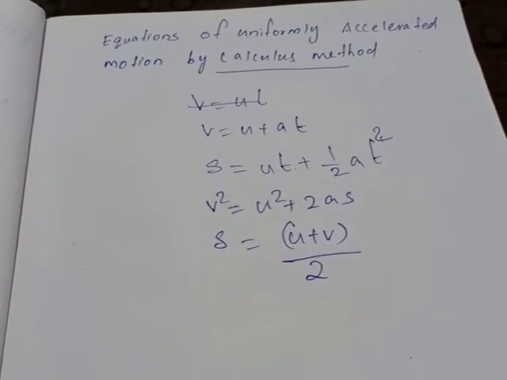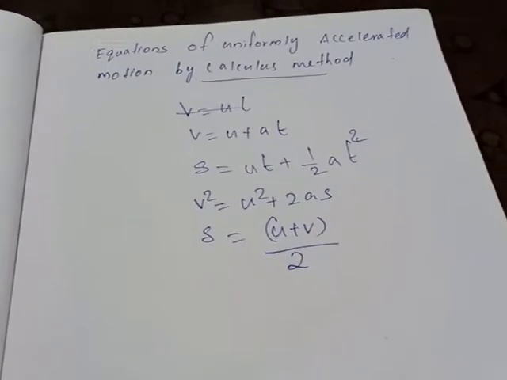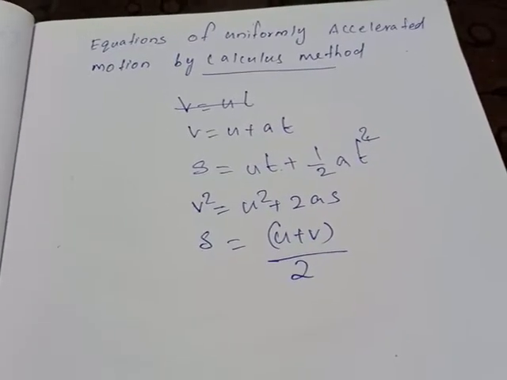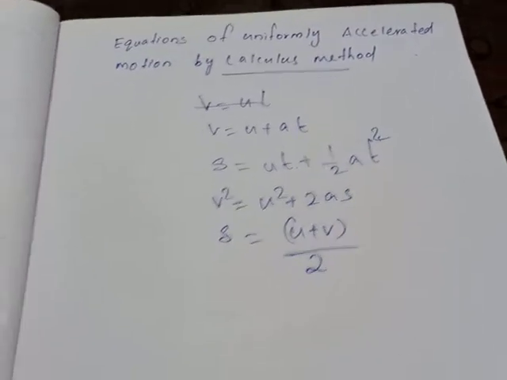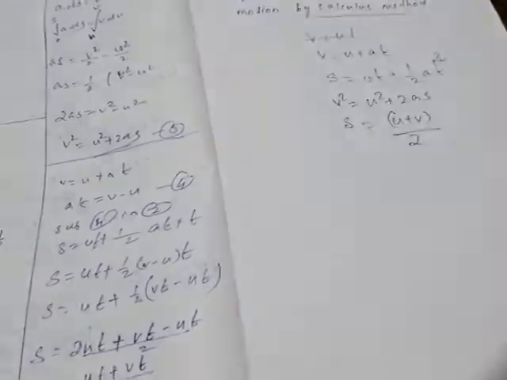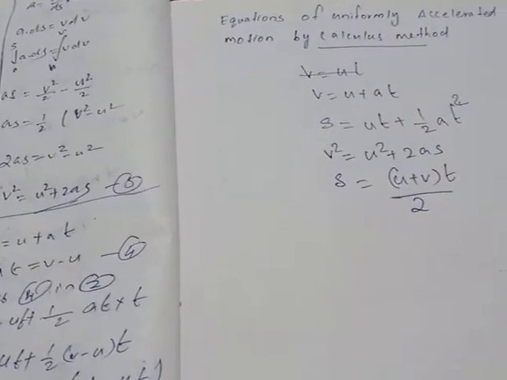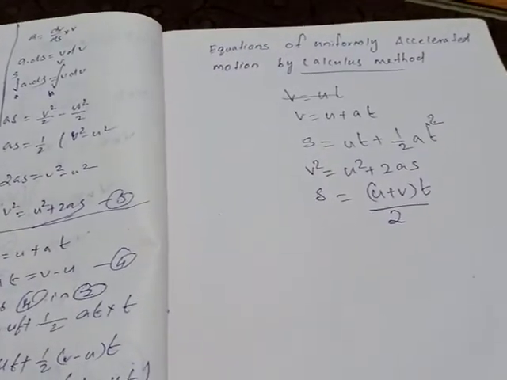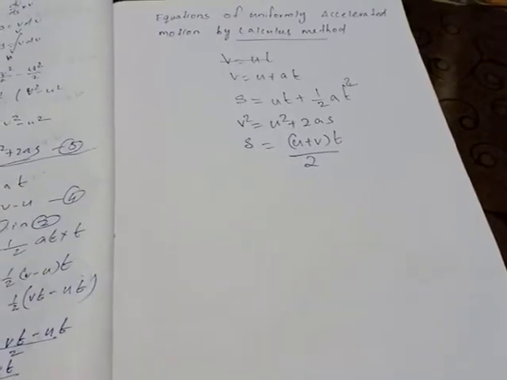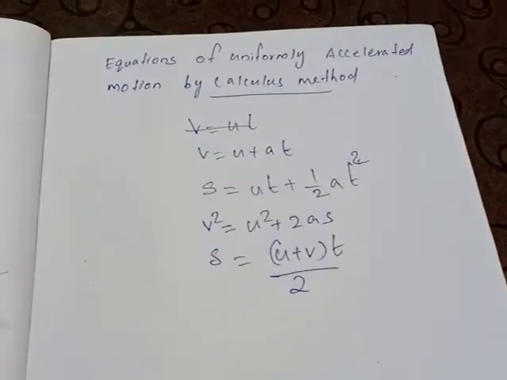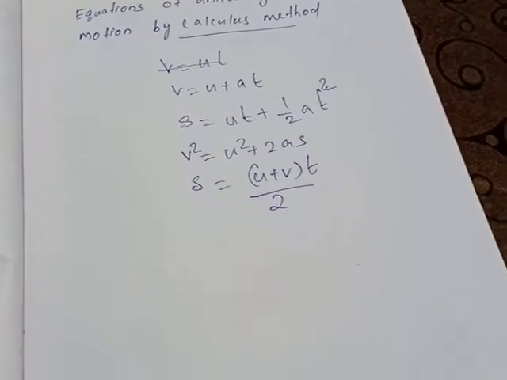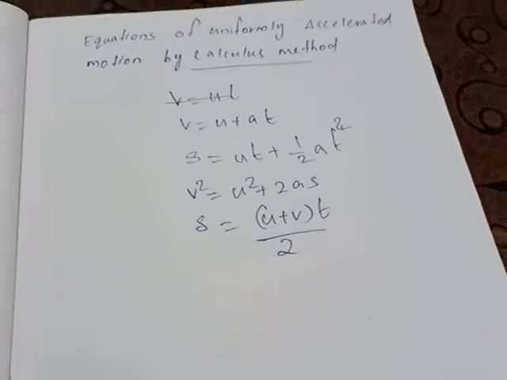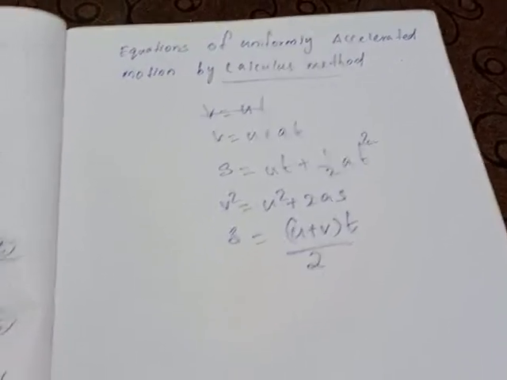You know the equations of motion: v = u + at, s = ut + ½at², v² = u² + 2as, and s = (u + v)/2 × t. These four equations you may have learned in your earlier grades. Now we can see how to derive them using the calculus method. We are using integration and differentiation here, and by using this we are deriving these four equations.